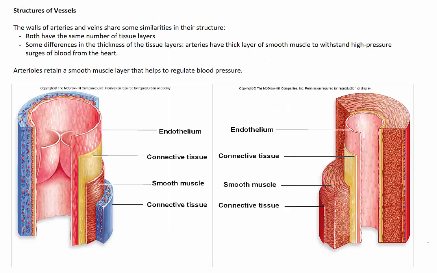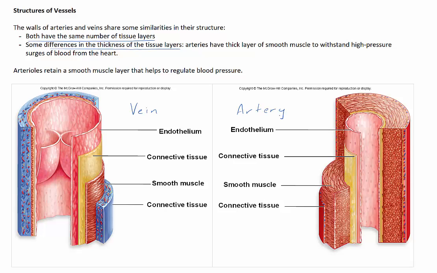We'll take a look at the structure of the vessels in the circulatory system, starting with veins and arteries, which share very similar features in their structure, such as they both have the same number of tissue layers, but they differ in the thickness of these tissue layers. So this is a vein on the left and an artery on the right.